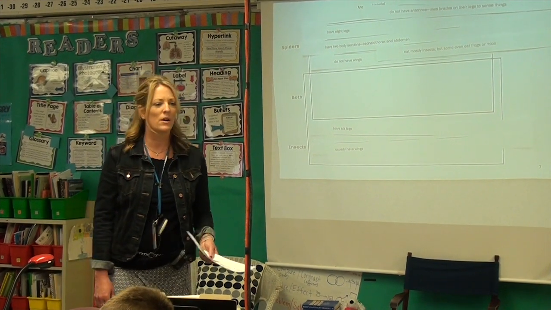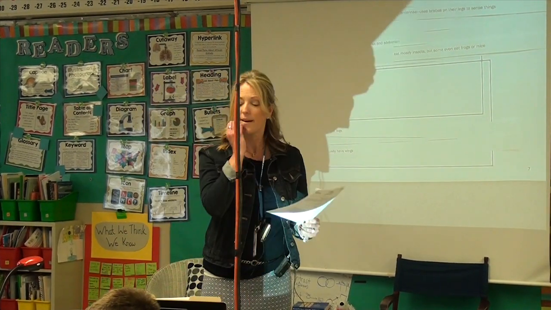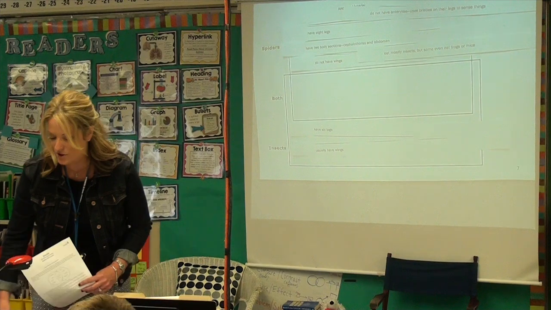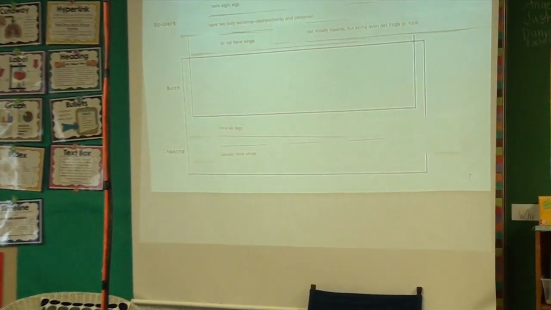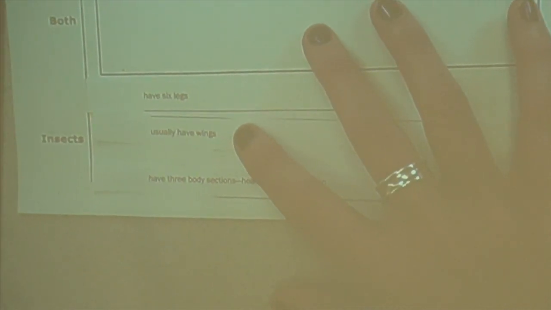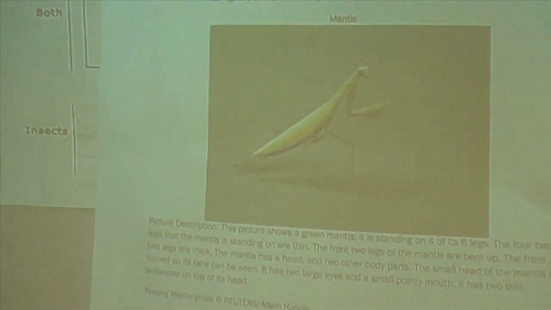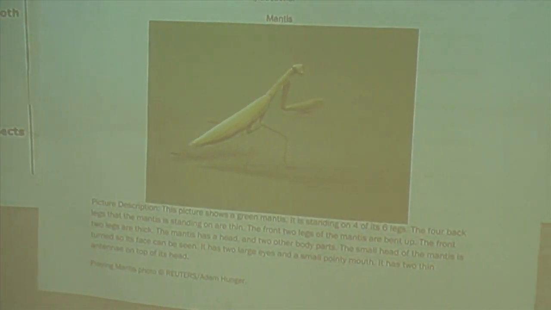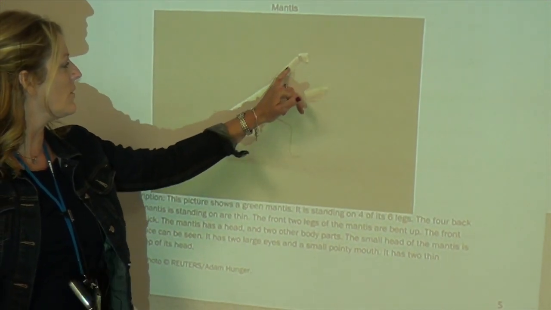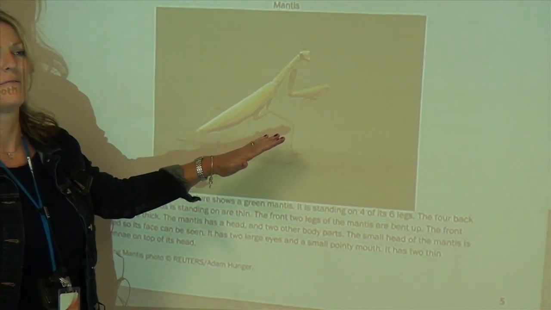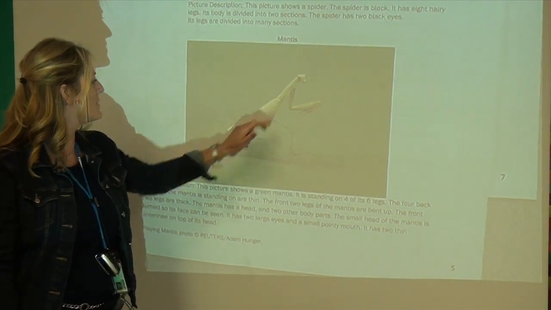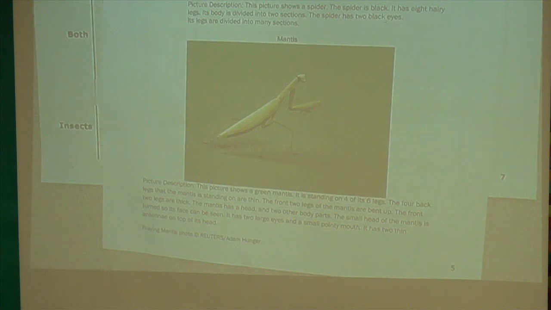What is another characteristic of an insect? Alex? They have 3 body sections. They do have 3 body sections. The head, the thorax, and the abdomen. If you look at this picture of the mantis, you can see that it is broken into 3 parts. Here's his head. I always thought the thorax was the back part though. The thorax and the abdomen. Oh no, that would make sense. The thorax and then the abdomen down here. Noticing the 6 legs that are also there.